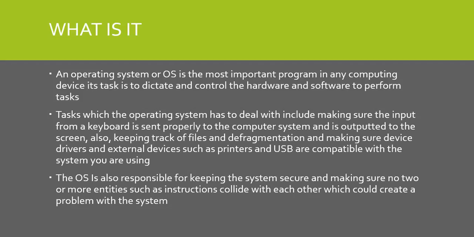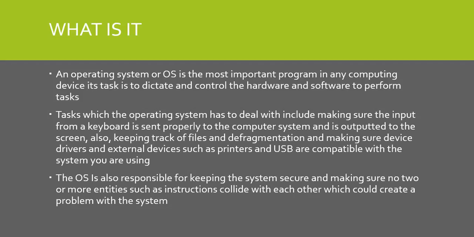So the tasks which the operating system has to deal with include making sure that the input from a keyboard is sent properly to the computer system and is outputted to the screen. Also, it keeps track of files and defragmentation, which is the organization of files in a specific manner so the files are easier to access. Instead of the files all being spread around in the hard drive, defragmentation organizes them all into one specific place so they're easier to pick up and find out where they are.